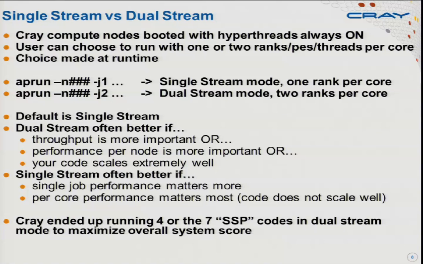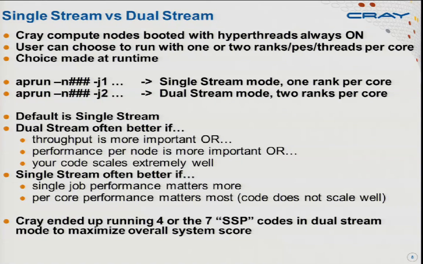Basically the point is that, unlike most Intel clusters for high performance computing that I'm aware of, most other clusters run with hyperthreading off. We run with hyperthreading on. It's actually always on in terms of the OS. And then what really happens is the user can choose to run with one or two ranks, PEs, threads per core. Running with one, we call it single stream. Running with two, we call it dual stream.